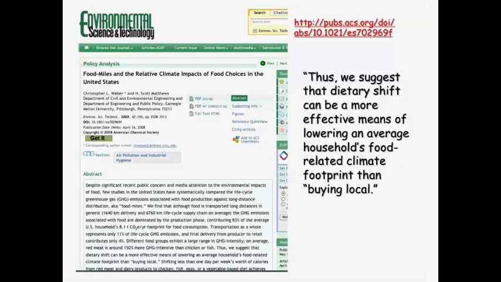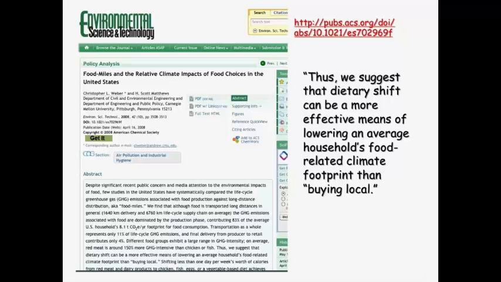So here's one study that people still cite quite a bit. It's a 2008 study by Chris Weber and Scott Matthews, both from Carnegie Mellon University in Pittsburgh, and it's Food Miles and the Relative Climate Impact of Food Choices in the United States. I've taken a little bit of the abstract of this article, and here's a link to the article, and it's still a widely and heavily downloaded article.